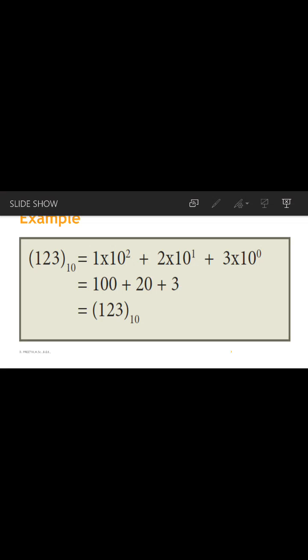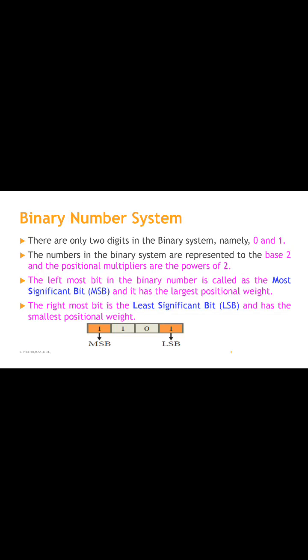The next type is the binary number system. In the binary number system, we have the values 0 and 1. Totally we have two values, so its base is 2. Then its positional multiplier is 2, because the base value is what we use here. And in this binary number system, we have two forms: one is the most significant bit and another one is the least significant bit.